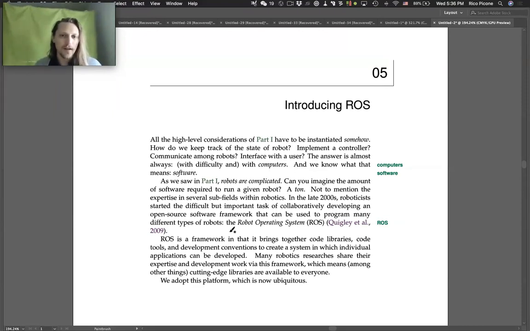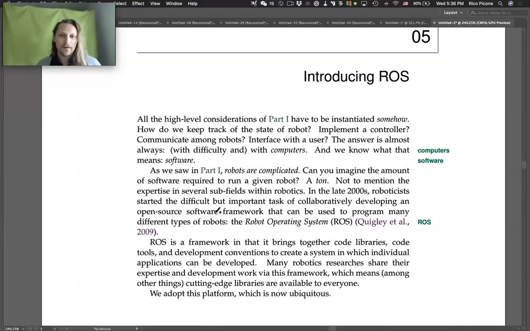How do we communicate among robots? How do we interface with the user? The answer is almost always with difficulty and with computers. We know what that means. Software. Okay, we're going to have to write some software to do this.